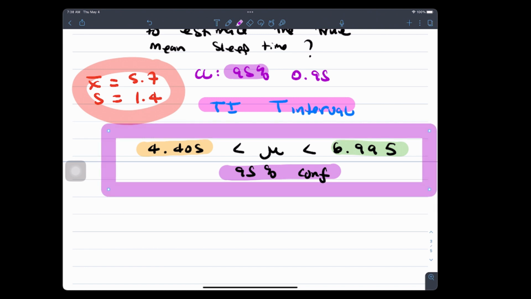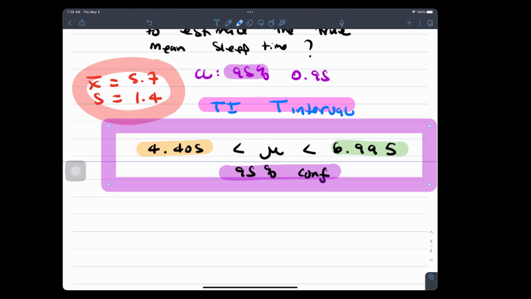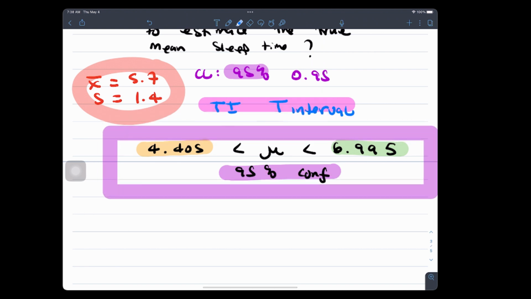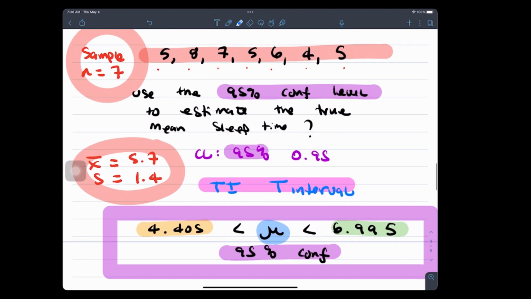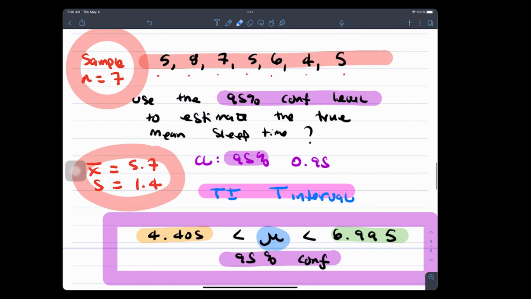So, ladies and gentlemen, when they give you a list of data, you're going to have to go back in the past, but that's okay because you're going to see it on your next test and final anyway. So you're going to have to go back in your past and dig out how to find the mean and standard deviation. Enter a list of data.